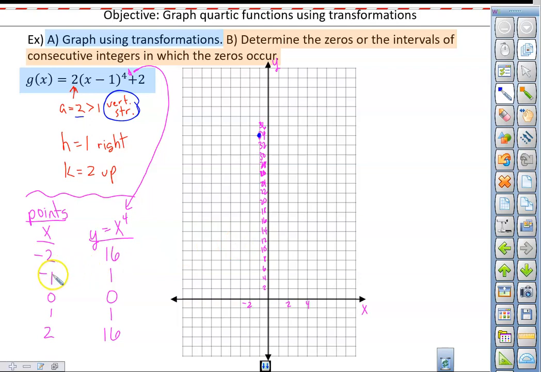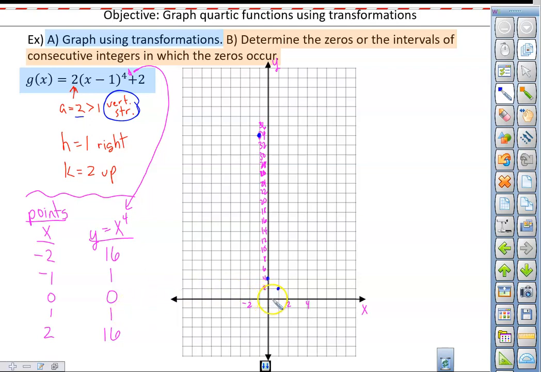So now I'm looking at the point negative 1, 1, which I've realized is right here. And it's going to stretch. 1 times 2 is 2, so it stretches to here. Then it moves 1 unit to the right, which would put it on the y-axis, and it moves 2 units up. 2 plus 2 is 4, and that would put it right there. Then 0, 0, not affected by the stretch, but it does move 1 unit to the right and 2 units up, which puts it at 1, 2.